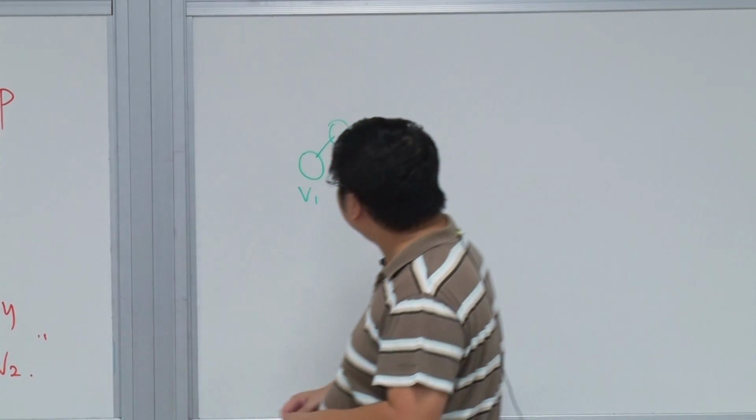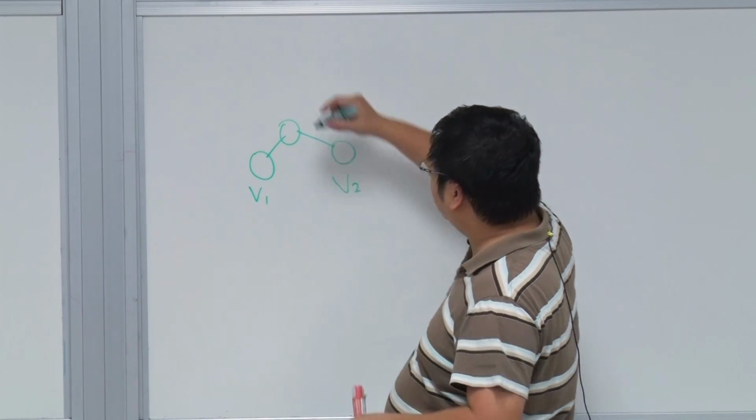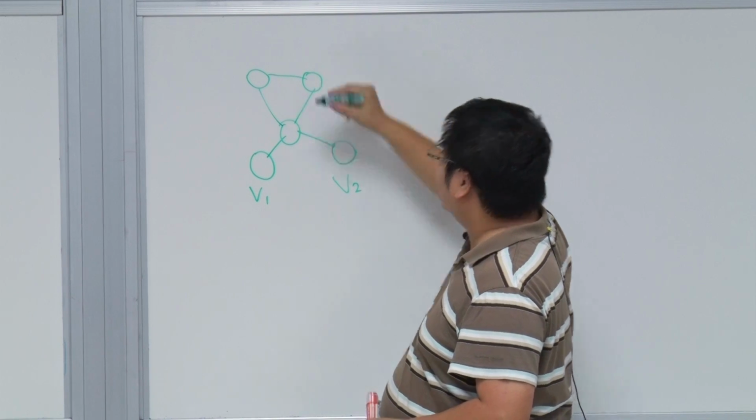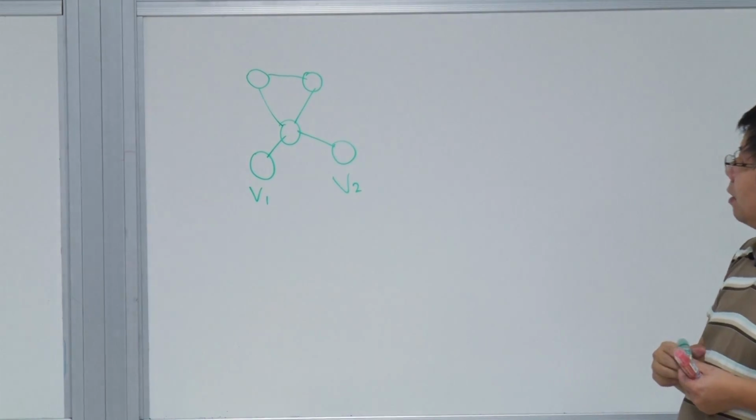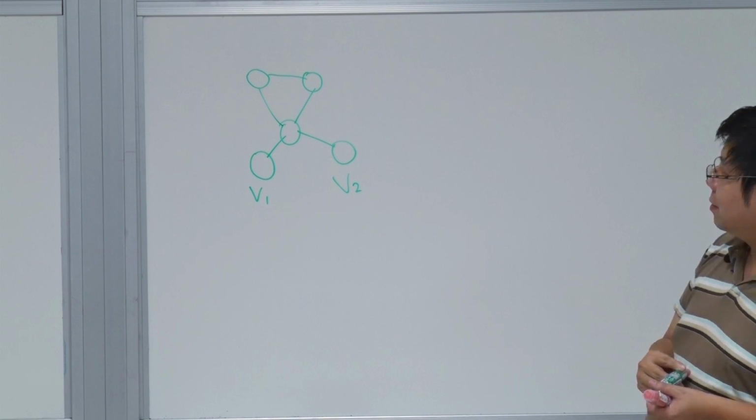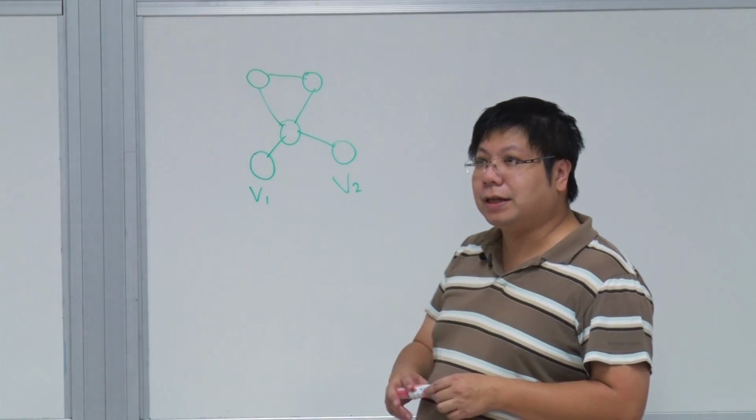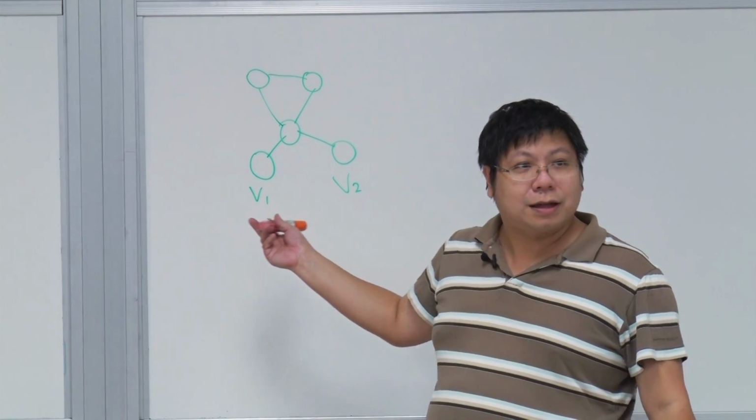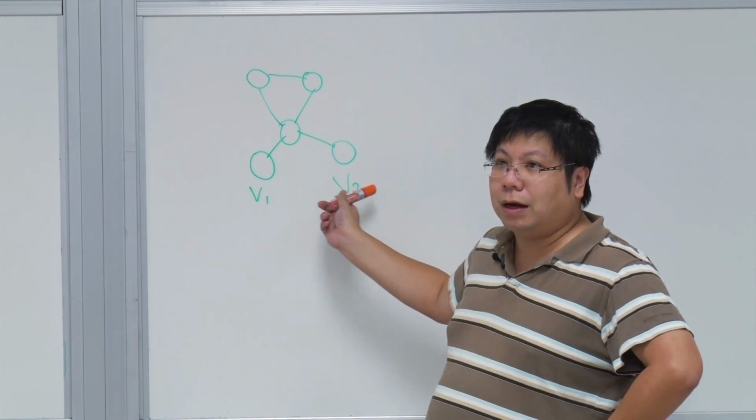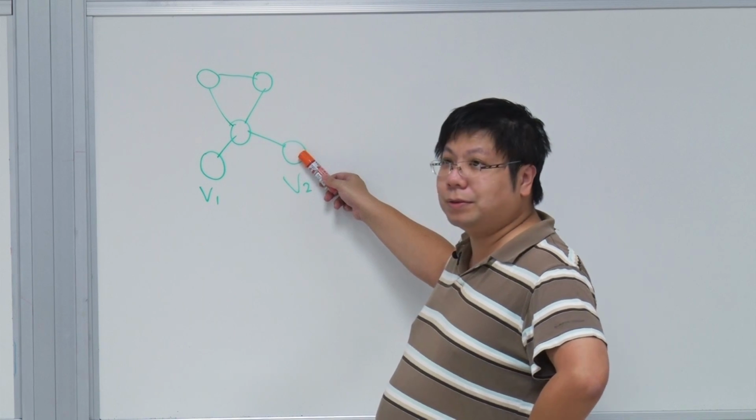On the other hand, let's take a look at another possible case. For instance, in this example, there are actually infinitely many paths from V1 to V2. How can we get different paths? One is V1 goes to this one and goes to this one, right?